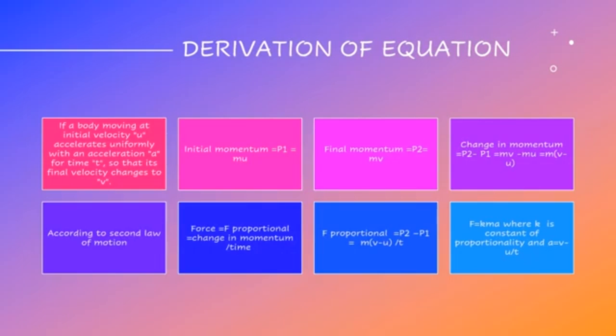According to the second law of motion, force F is proportional to change in momentum upon time. F is proportional to (p2 minus p1) upon t, which is m(v minus u) upon t. Force is equal to constant into mass into acceleration, where k is the constant of proportionality and a is equal to (v minus u) upon t.